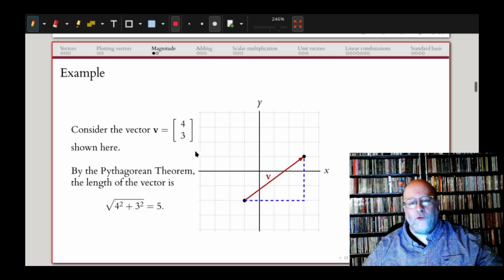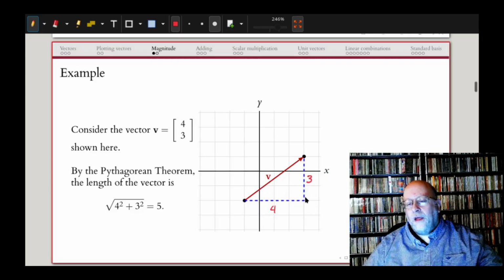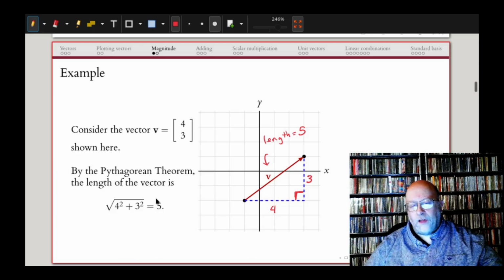We've seen the vector 4, 3 before, but let's look at it again. This is a vector that moves 4 units in the x direction and 3 units in the y direction. And the x and the y direction are perpendicular to each other, so this forms a right angle. You might recognize this as a 3, 4, 5 right triangle, and that tells us that the length of v is 5 units. We could check that by using the Pythagorean theorem, a squared plus b squared equals c squared. So the hypotenuse is the square root of 4 squared plus 3 squared.